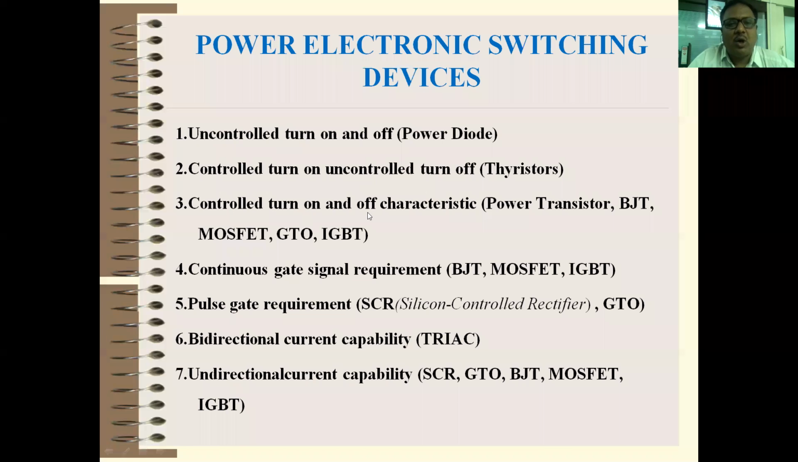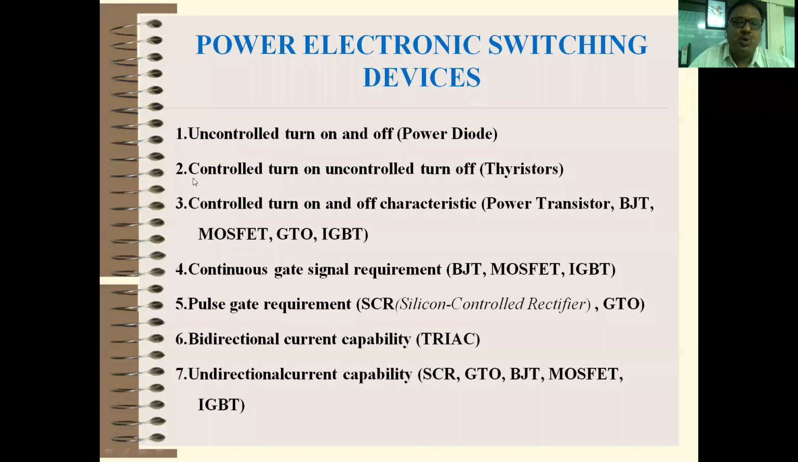Then control turn on and off characteristics. Some devices are there in which you can control the on time and off time, or you can simply control the on and off both characteristics of devices. So examples are power transistor, BJT, MOSFET, GTO, gate turn off thyristor, and IGBT, insulated gate bipolar transistor. So these are the devices in which you can control on and off characteristics.